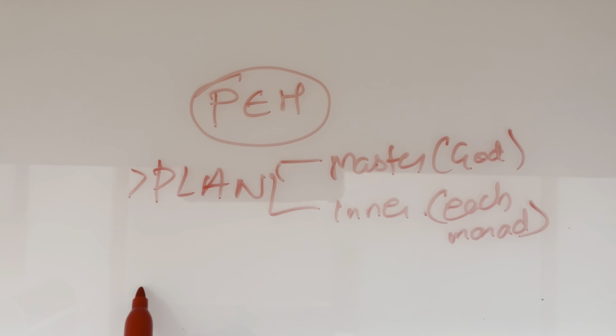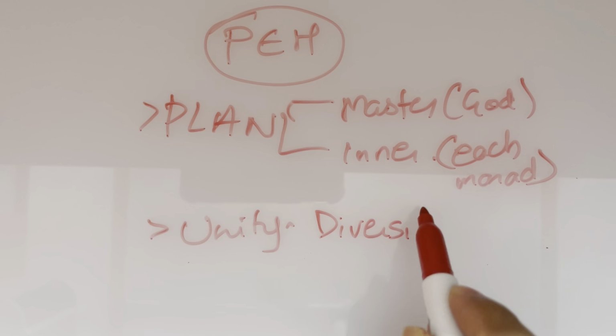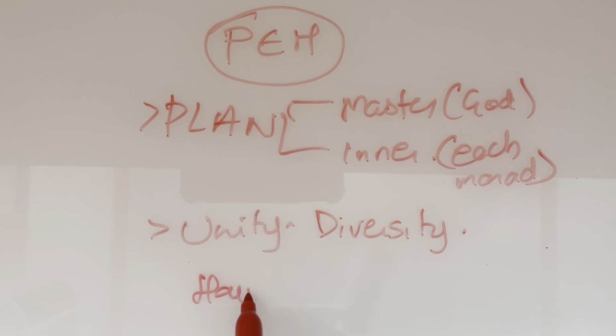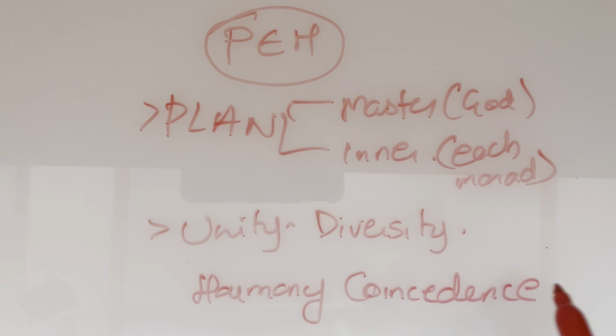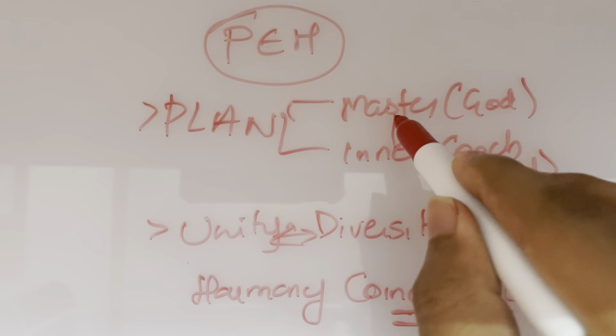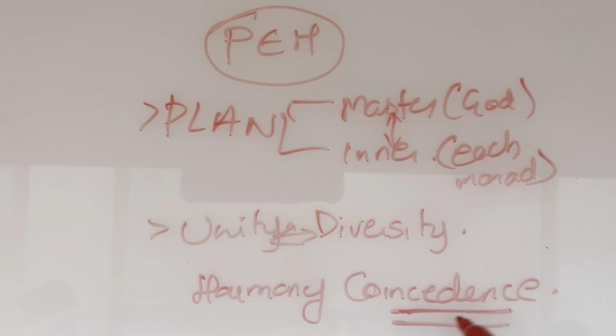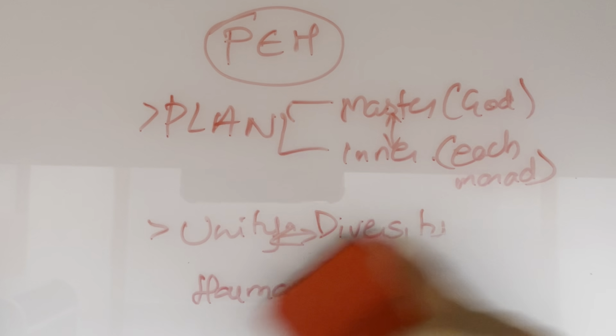Later we have the common terms: unity, diversity, harmony, and coincidence. Very important term. It is of great significance to tie in unity and diversity to bridge the gap between the master plan and the inner plan. Leibniz invokes the concept of coincidence. Let us pictorially represent.